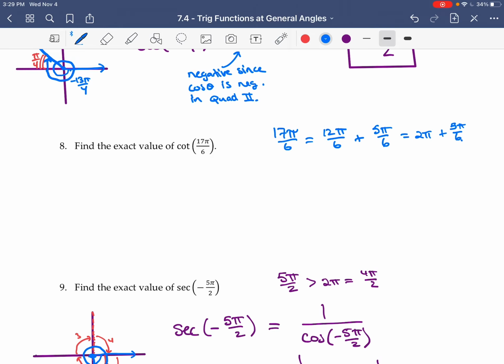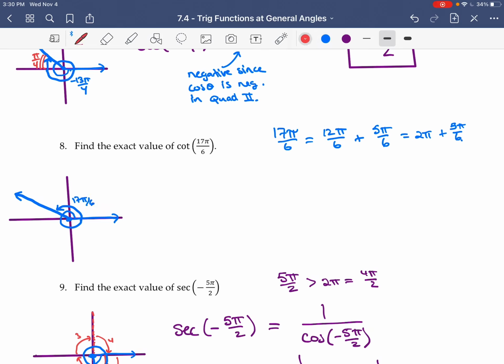Okay, so then if I wanted to draw this, which I normally like to visualize what's going on. Okay, so here we're going counterclockwise because it's positive. Okay, so I'm going to go all the way around, so 2 pi, and then 5 pi by 6 is just a little bit shy of pi again. So it's going to be over here. So I'm going to go all the way around to there. Okay, so that is 17 pi by 6.